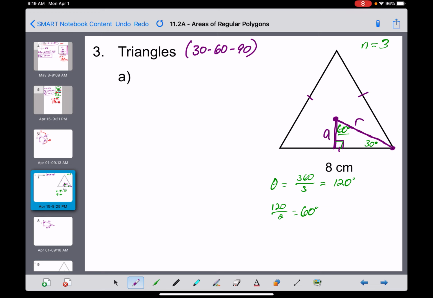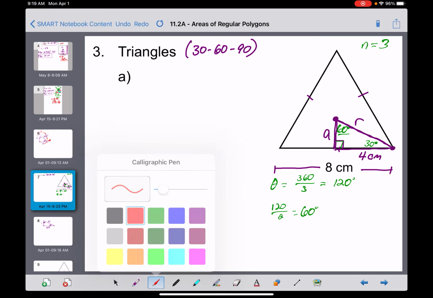So back to this one, what do we know? Well, the whole bottom side here is 8 centimeters. That means that this piece right here on the bottom is going to be half of that, which is going to be 4. Okay, so we've got some work to do in order to figure out what A is, and I actually don't think we need R here, guys. Let me switch back to red here.